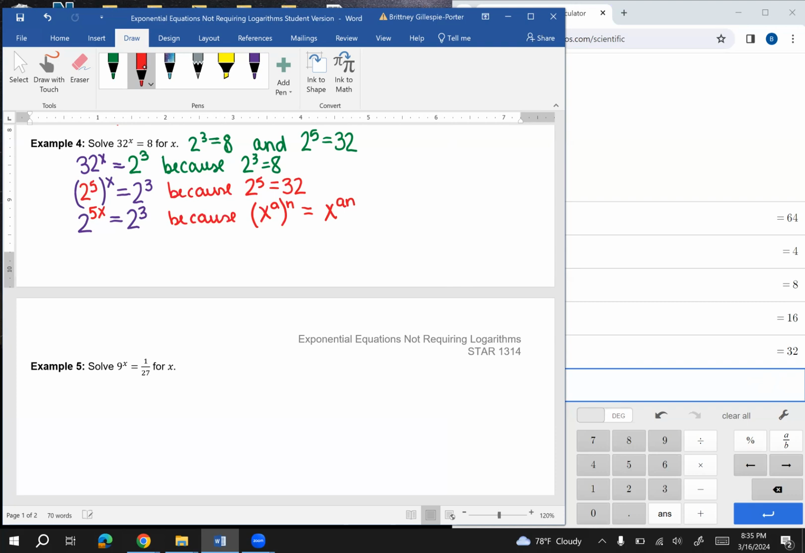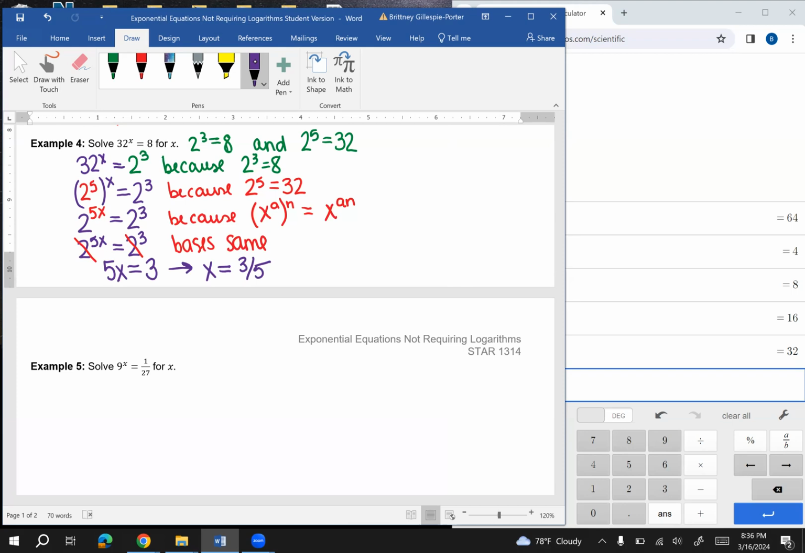Okay, and now notice that we have 2 to the 5x equal to 2 to the third, which means the bases are the same and they go away. And that again is from the one-to-one property of our exponential equations, which means we have 5x is equal to 3. And when we divide both sides by 5, we get x is equal to 3/5.